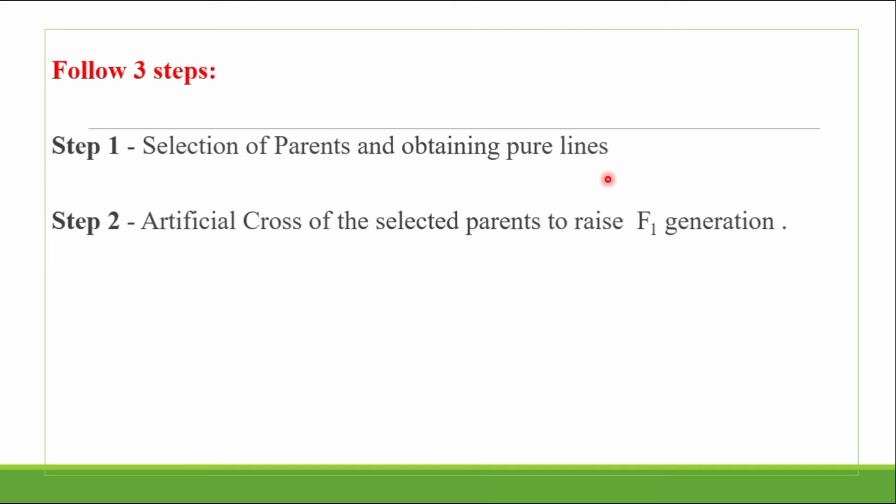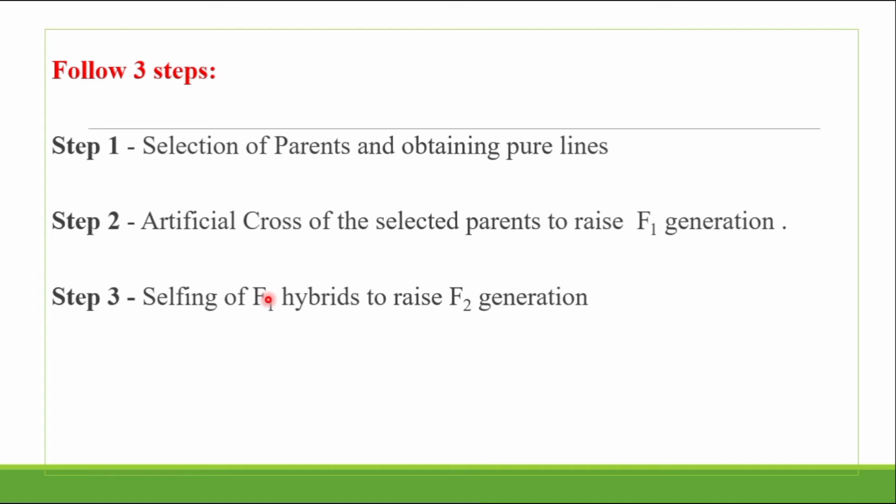So let Mendel again perform the 3 steps of experiment. The first one is selection of the parent and obtaining the pure line. Okay, now what's the second one? All of you remember, that is artificial cross of the selected parents to raise the F1 generation. And in the third step, he performed the selfing of the F1 hybrid for raising the F2 generation.